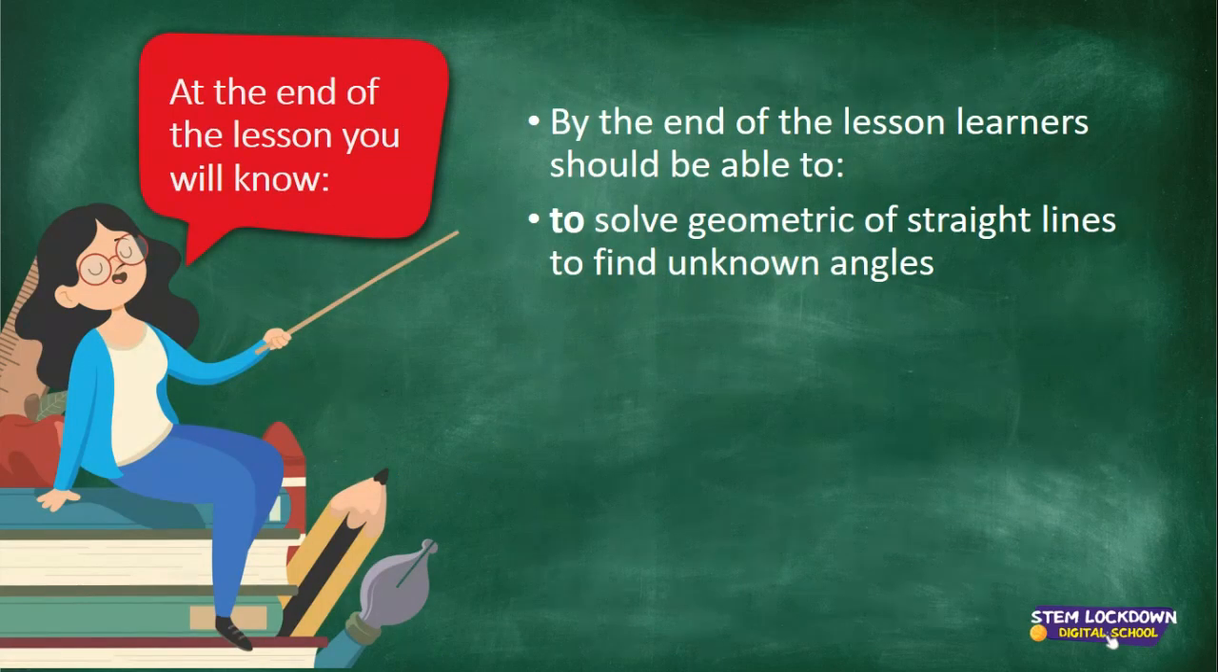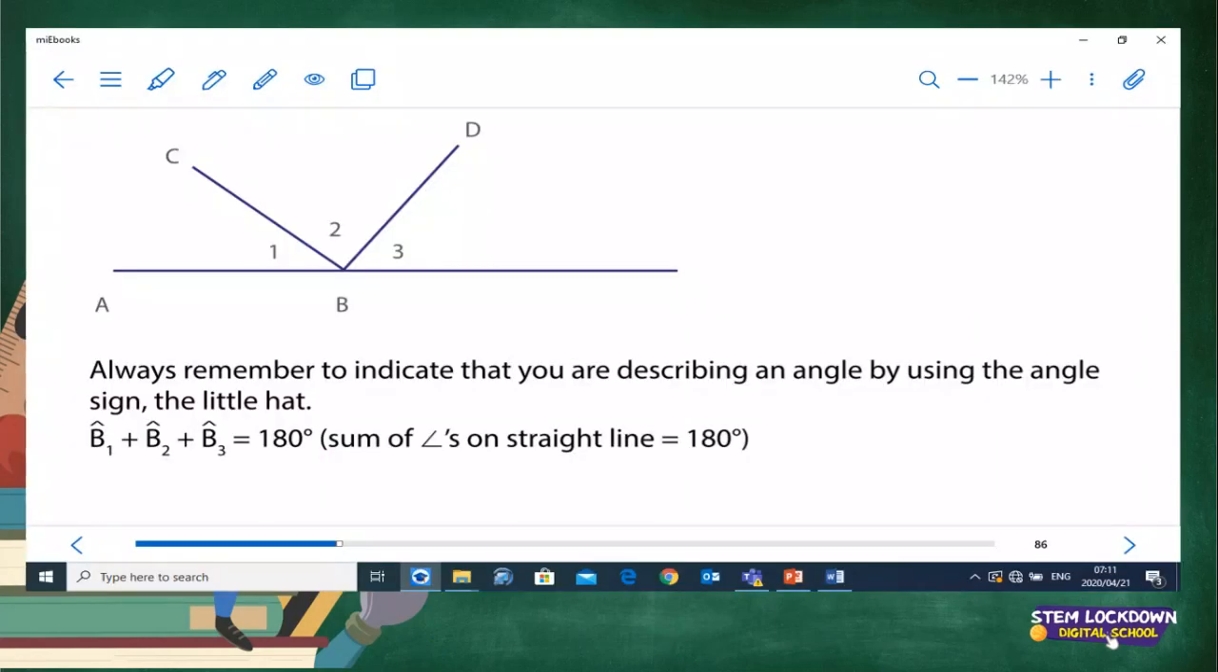Right, by the end of this lesson, we need to be able to solve geometric problems involving straight lines to find unknown angles. And of course, yesterday we spoke briefly about the angles on a straight line, which form 180 degrees. So I'm not going to waste a lot of time on the slides. If you look at B1 plus B2 plus B3, they give you 180 degrees in that regard.